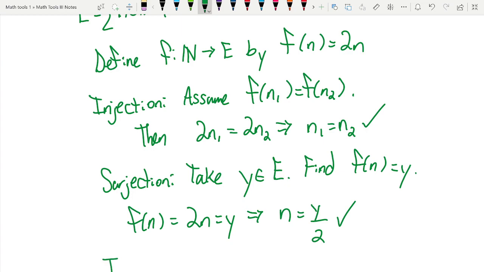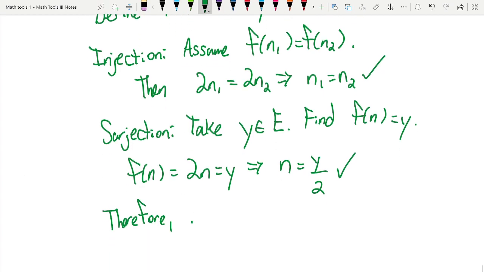So therefore, this is a bijection, which in terms of sets is important because it tells us that they have the same size.